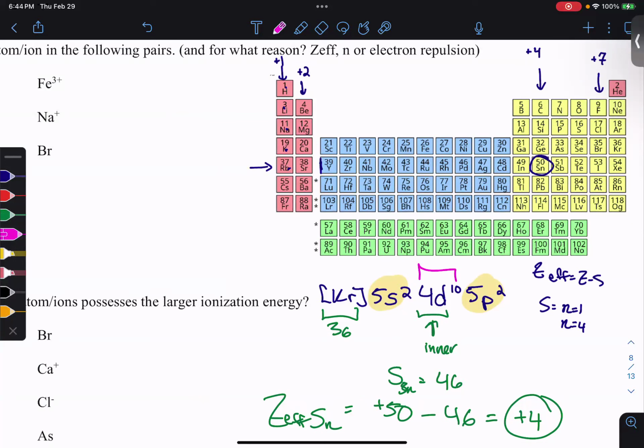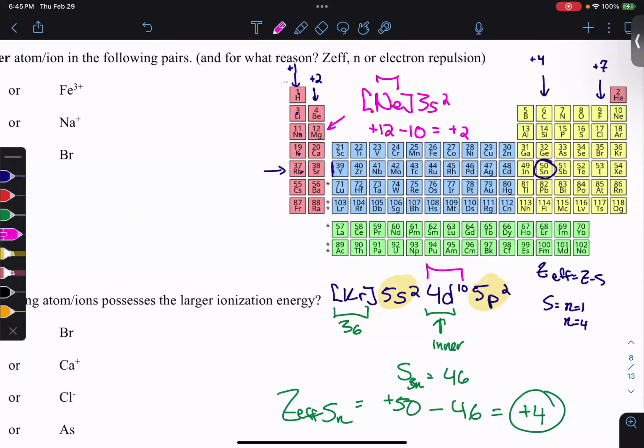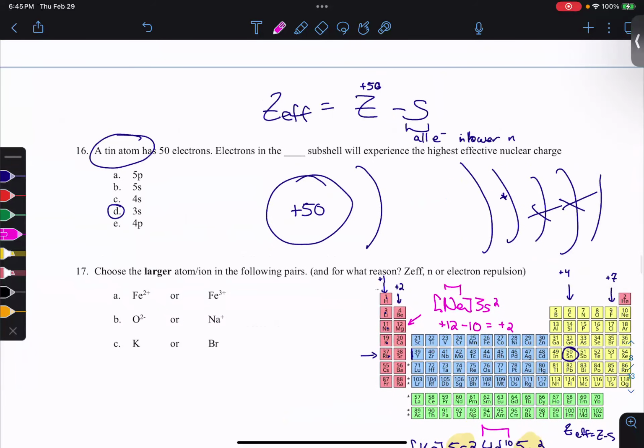Usually we don't. For example, if we did magnesium, it's just neon 3s2. Here for magnesium, Z is +12, but what is our shielding? It's coming from neon, so it's 10, so it's +2. So here there are no weird things on the outside, we just consider the noble gas, but once things get heavier, we actually have to start considering the D block. But to answer this question, again, we don't really have to calculate all of them, but we could if we wanted to.